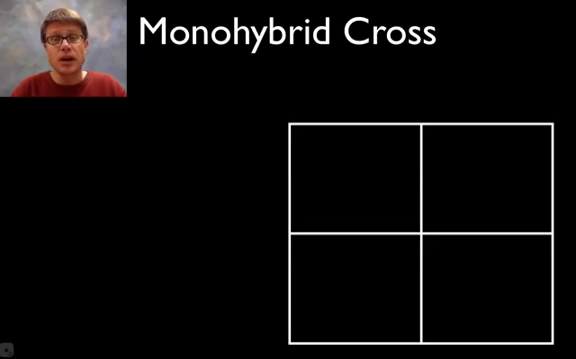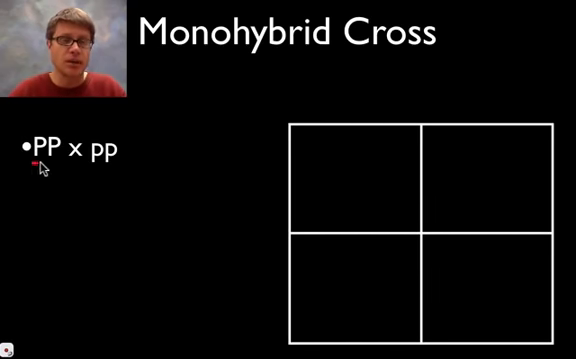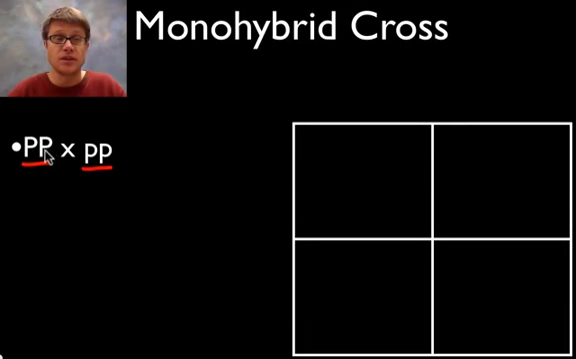So we're going to start with a monohybrid cross. A monohybrid cross is simply a cross that is looking at one trait. And so let's do one that's really, really simple. Let's say we're crossing purple flowers that are homozygous purple with those that are homozygous white flowers. In other words, this is the dominant trait, this is the recessive trait.